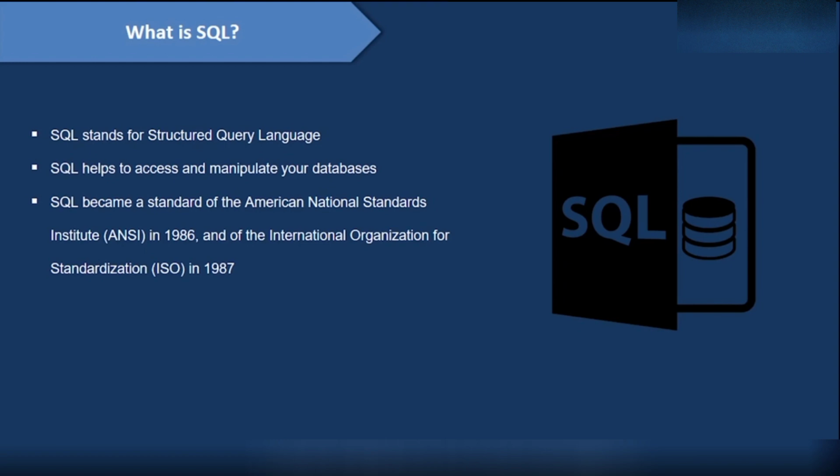SQL became a standard of the American National Standards Institute, that is ANSI, and it's also known as ANSI SQL, in 1986, and of the International Organization for Standardization, ISO, in 1987. So what's the difference between SQL and ANSI SQL? With ANSI SQL, you can use this SQL for any software. You don't need to change your SQL format for any particular software. All types of database management system software support ANSI SQL. This is what got registered in 1986.